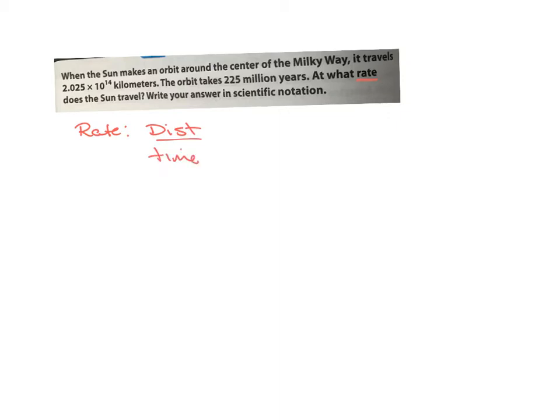So they give us the distance, 2.025 times 10 to the 14th. They give us the time, 225 million years. One of these in scientific notation and one of these in standard form. I need to convert one to the other. And I'm going to convert this one to scientific notation because I recall, and you would only recall if you looked at page 36, or remembering like there was some sort of trick with exponents.